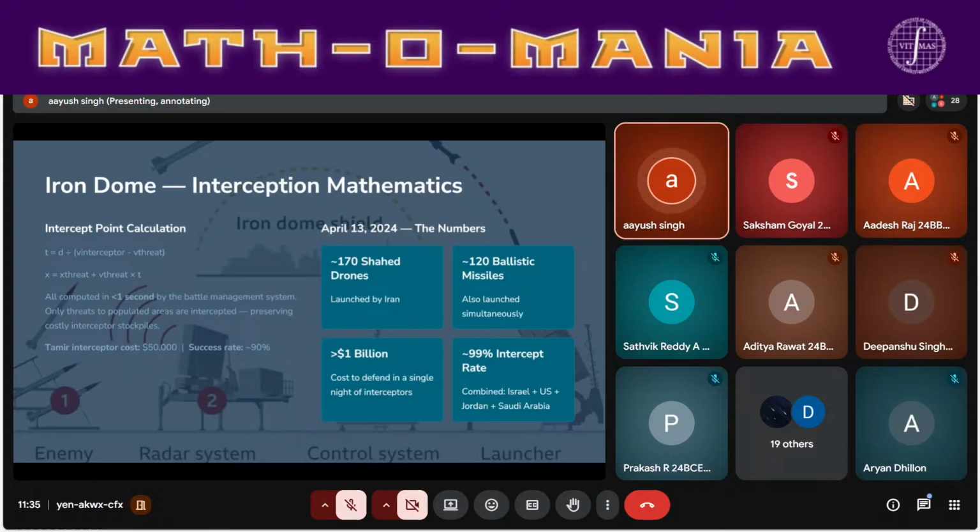First of all, the system contains four things: launcher, control system, radar system, and then let's see the calculation. First of all, it calculates the time, which is d, the distance between the launcher and the threat, divided by the velocity of the interceptor minus the velocity of the threat. So it calculates the time taken to reach. It is exactly the relative velocity between the interceptor and the threat.